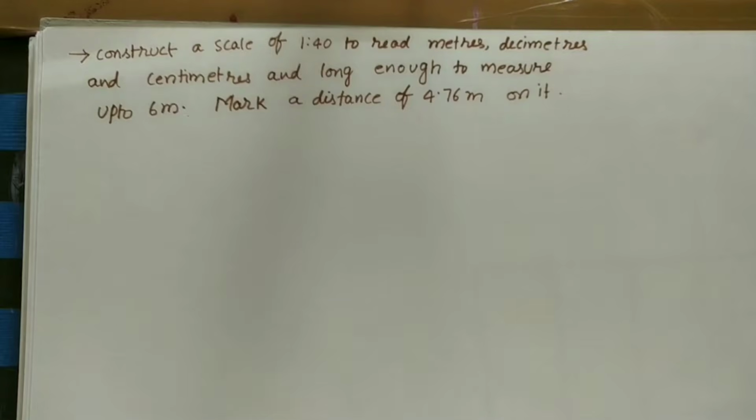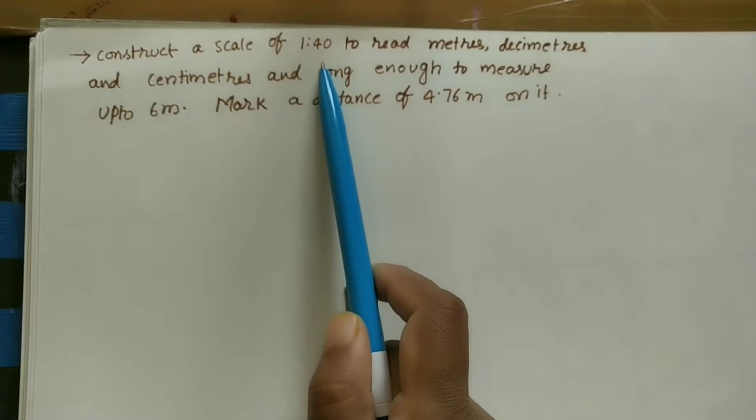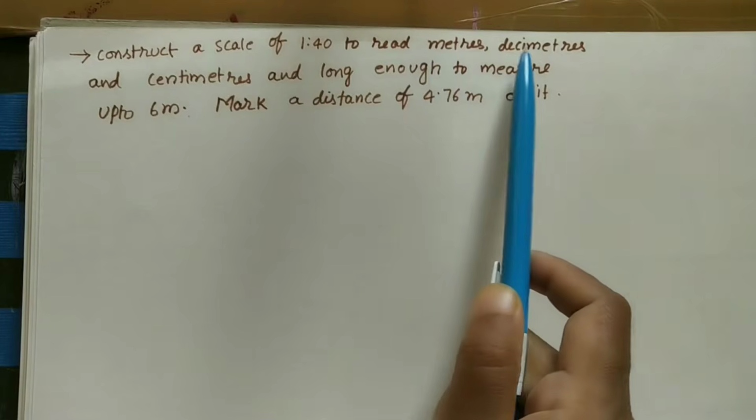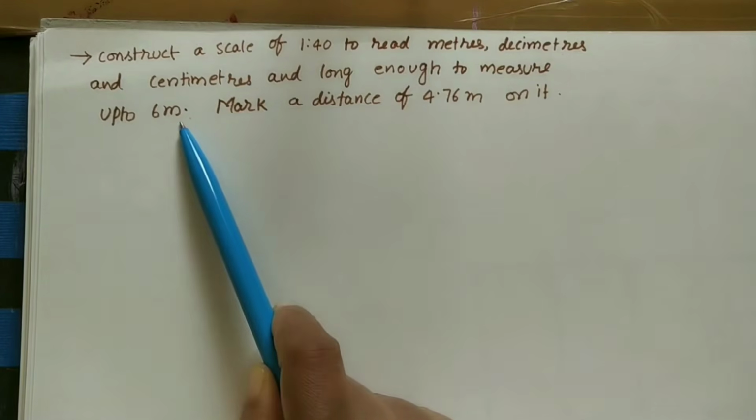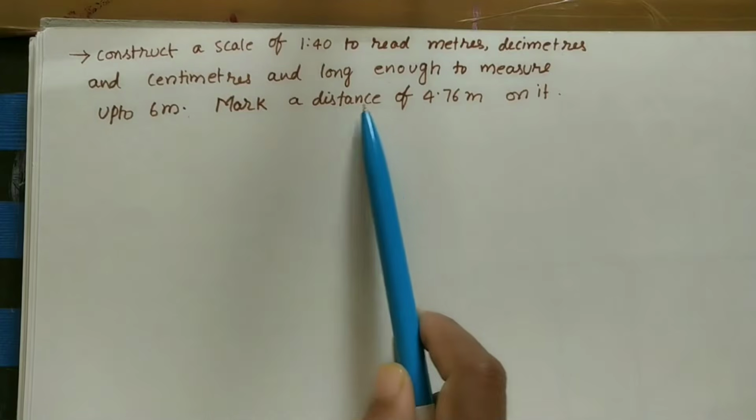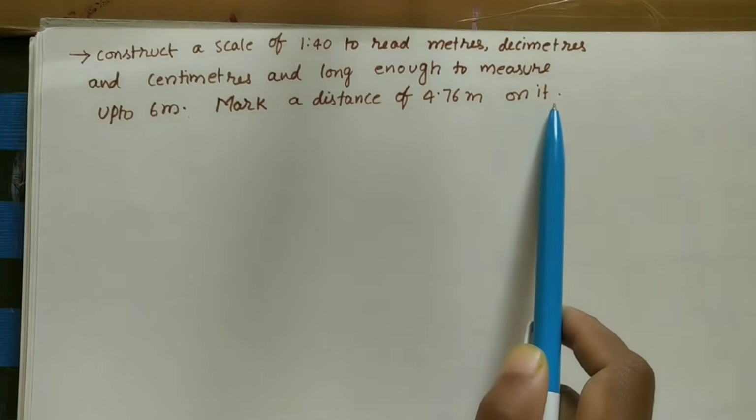Take the given data: construct a scale of 1:40 to read meters, decimeters and centimeters and long enough to measure up to 6 meters. Mark a distance of 4.76 meters on it.